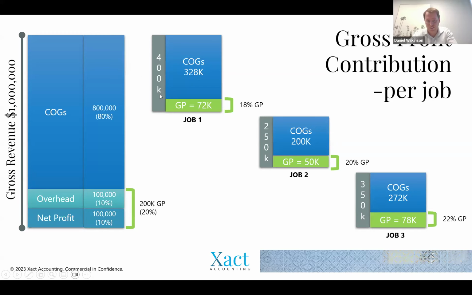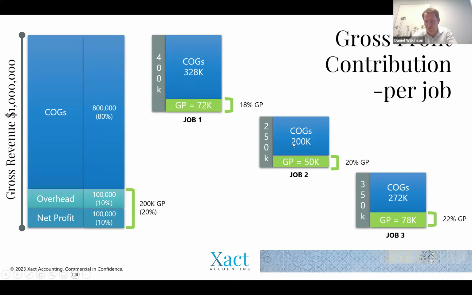Job one is $400,000 in revenue. Here's your COGS, here's your GP. This job's running at 18%, 20%, 22%, and different jobs run at different sizes. You're not going to get away with a 22% margin on a $10 million job, and if you do, you're probably the best salesperson ever. But it's really important to know what jobs are contributing what profit.